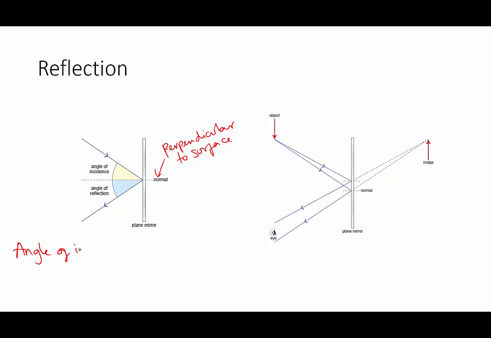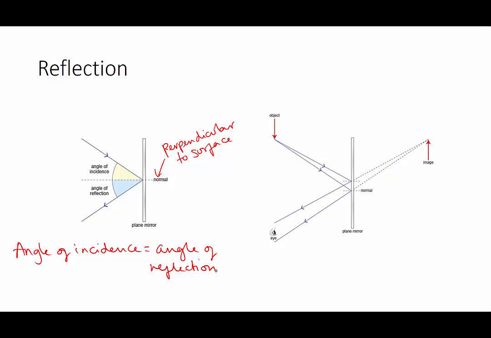So the ray of light coming in is called the incident ray. The ray of light coming out is called the reflected ray. And the angles between each of those rays and the normal are the angle of incidence and the angle of reflection. And the law of reflection tells us that those two angles have to be equal.